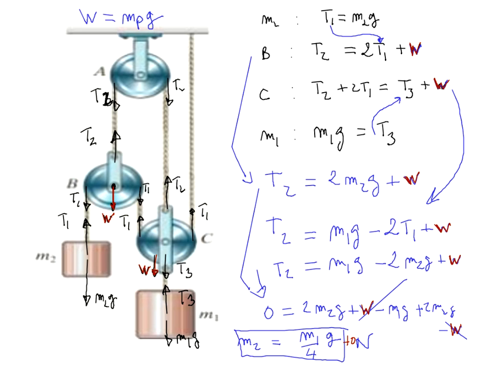No. W is the weight of the pulley. Remember, the weight in the free body diagram can only be the weight of the system. So this weight must be the weight of this pulley. This weight must be the weight of this pulley. M2G is the weight of this mass. M1G is the weight of this mass. W is here defined like this: the mass of the pulley times G. Okay? If W is no good, define it as WP to remind yourself, okay, this is the weight of the pulley.